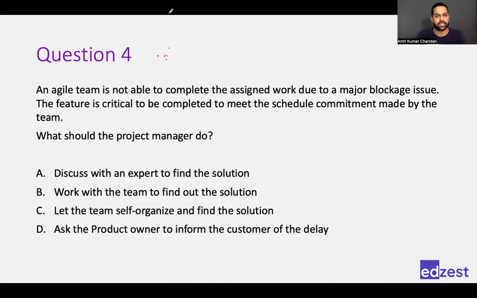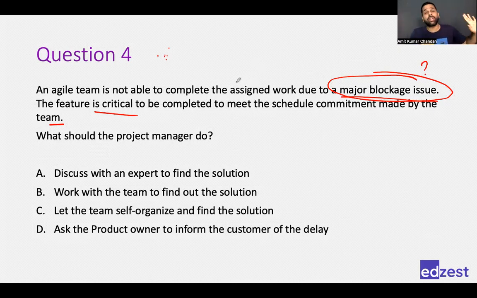Okay, so let's discuss this. An agile team is not able to complete the assigned work due to a major blockage issue. The feature is critical to be completed to meet the schedule commitment made by the team. And so what's happening? There is a major blockage issue. So you have to spot that, right? While you're reading the question itself, it's not just a blockage issue, it's a major blockage issue. It may or may not have a significance in the question, but you have to spot it.